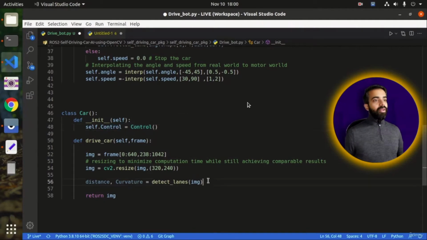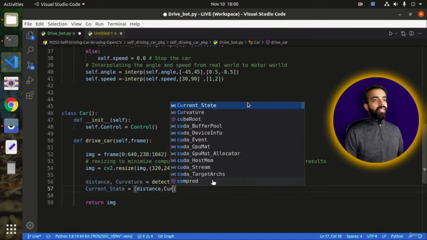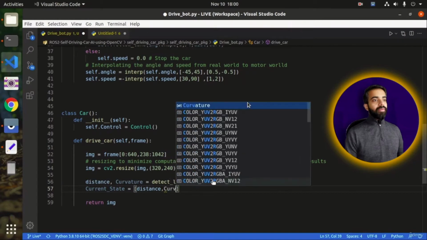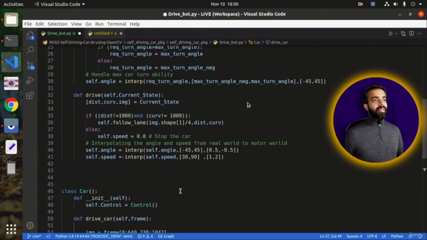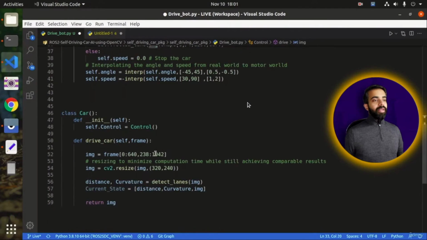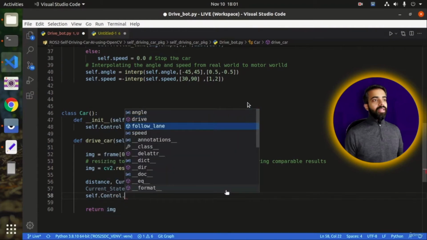Now, after the detection module, we save the distance and the curvature inside the current state. So let's write here current state, make it a list, pass in the distance, pass in the curvature, pass in the image. This will be our display image. As you can see, distance, curvature, and image are being passed. And then once we have passed this, we can now call the self.control. Now you can call in the drive function.